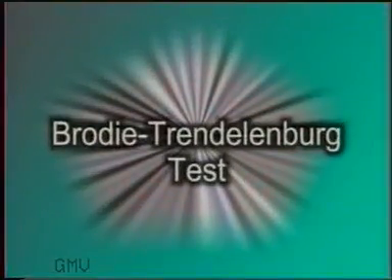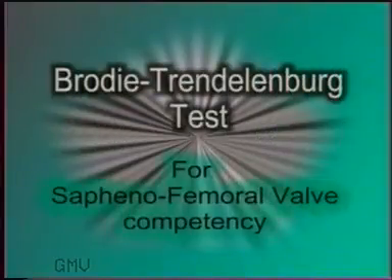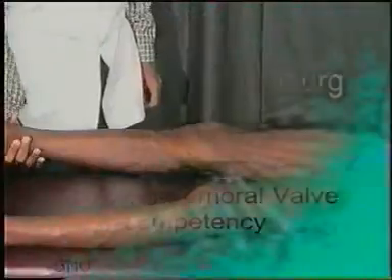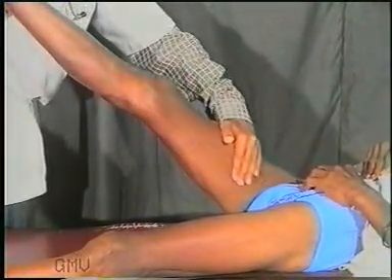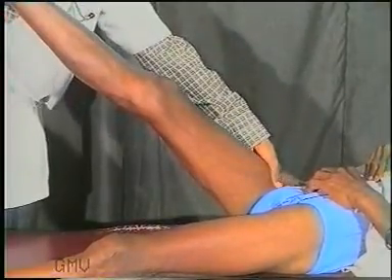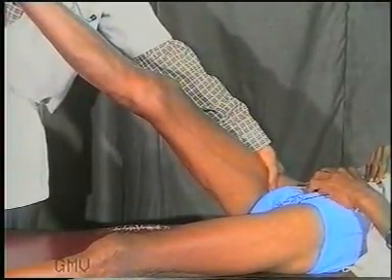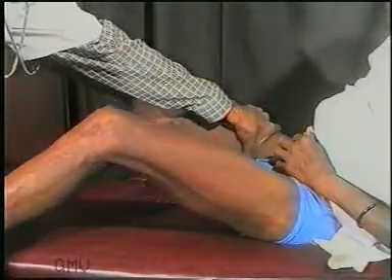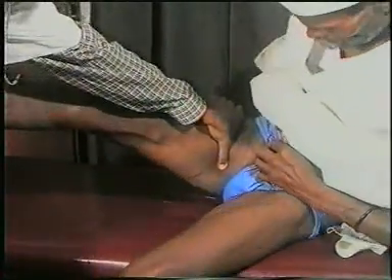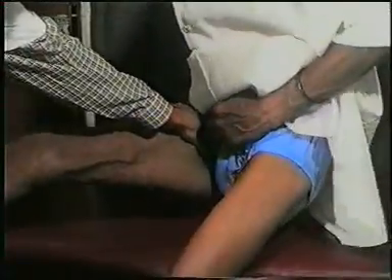Now perform the Brodie-Trendelenburg test. It will tell us whether the saphenofemoral junction is competent or not and whether there is any other perforator incompetence. With the patient lying down supine, elevate the leg to 30 degrees and empty the vein completely. Now press the thumb to occlude the saphenous opening. If there is a large saphena varix, use the other four fingers. Keeping the saphenofemoral junction pressed and occluded, ask the patient to stand.